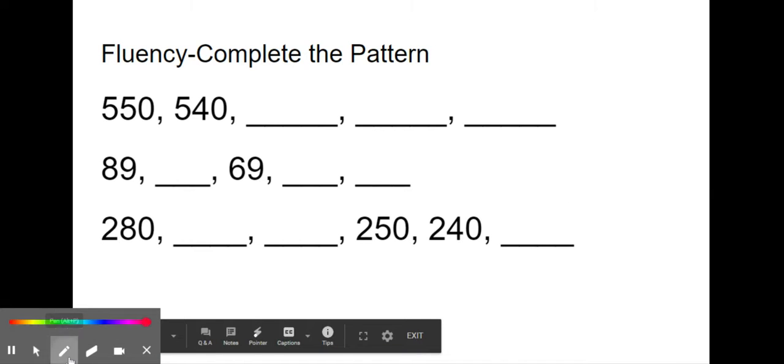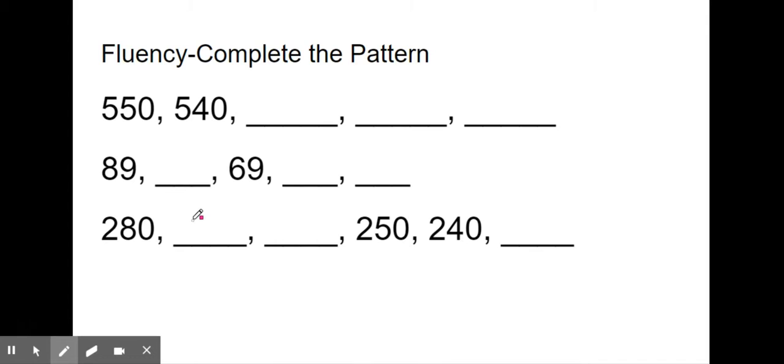Okay, so when I am trying to figure out a pattern, I like to figure out which place is changing, and then I just need to figure out what it's changing by. So I see that the ones place is the same, but the tens place is changing, right? We started at 550 and now we're at 540. So we had 5 tens, now we have 4 tens. And it looks like our hundreds place is staying the same. So we're really focused on our tens place. So going from 5 tens to 4 tens, I can tell we're going down a 10, right? We're taking away a 10.